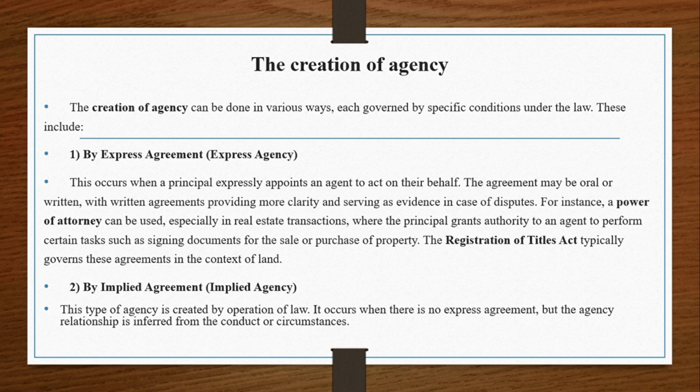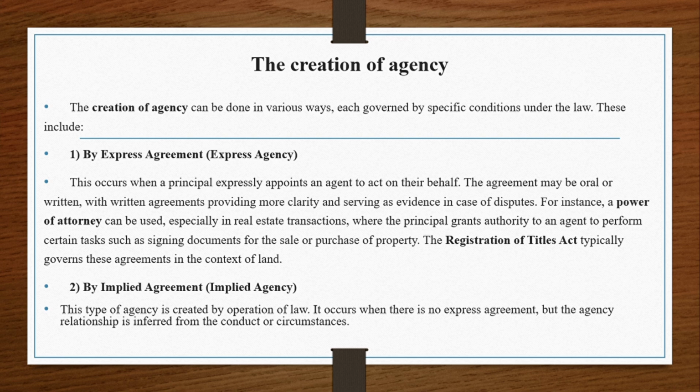This one occurs when a principal expressly appoints an agent to act on their behalf. The agreement between the principal and the agent under express agency can be either oral or written, and written agreements provide more clarity, serving as evidence in case of disputes.